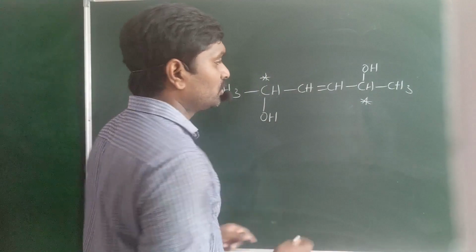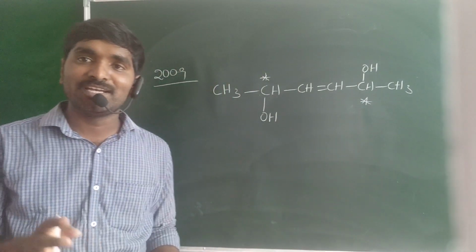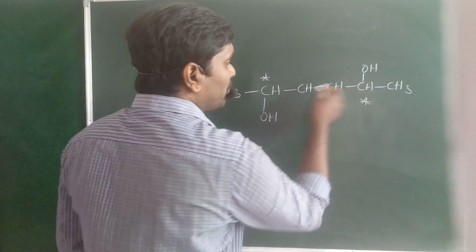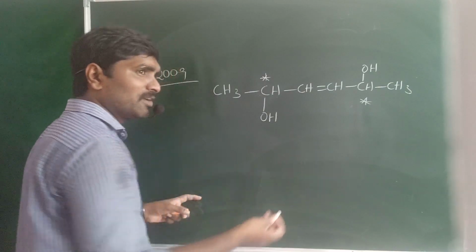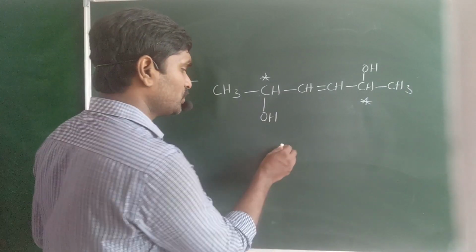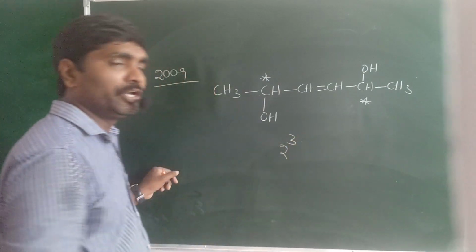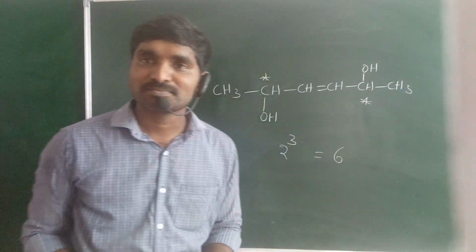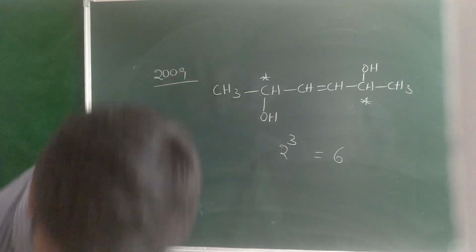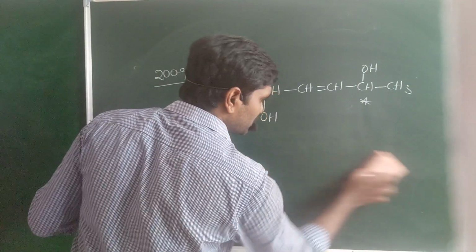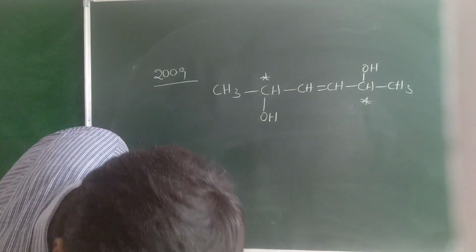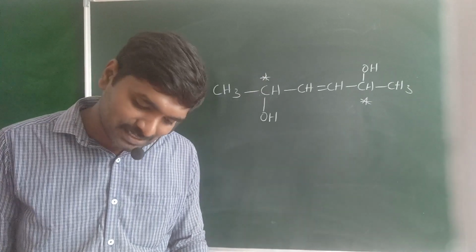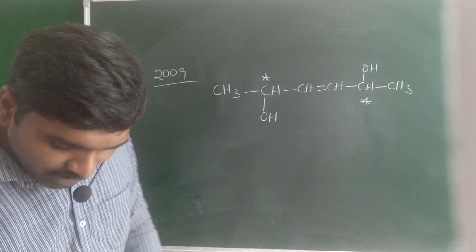And for the double bond, we get two isomers: one is cis, the second is trans. So the total number of stereo centers may be 3, that means 2 cubed, 2 into 2 into 2. Total number of isomers is 6. So the first option may be correct: the total number of stereoisomers possible for X is 6. So the first option is correct. What about the remaining options?